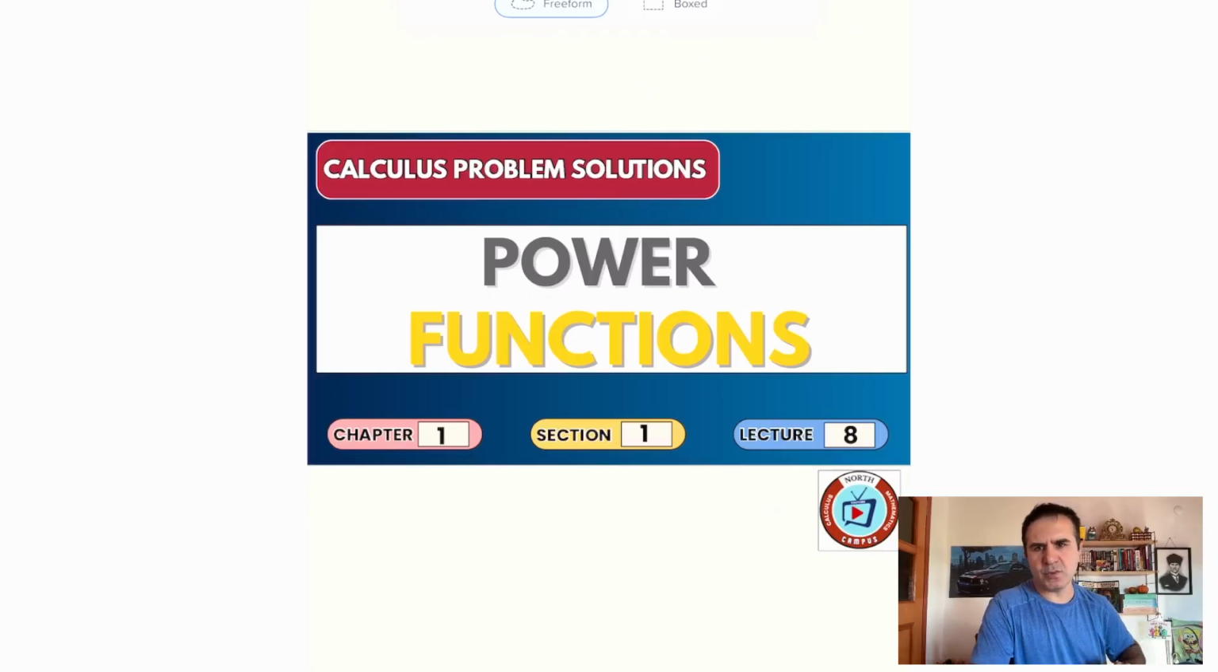This is Chapter 1, Section 1, Lecture 8, Power Functions. In this lecture, we are moving on to power functions, one of the most fundamental families of functions in calculus. Understanding how these functions behave will help you throughout limits, derivatives, and integrals.